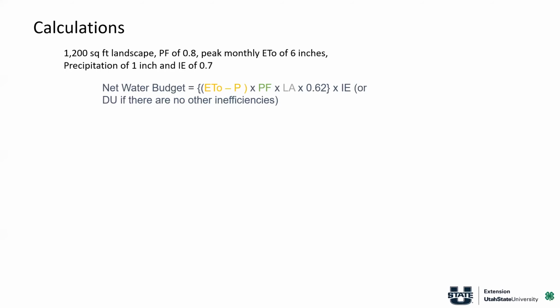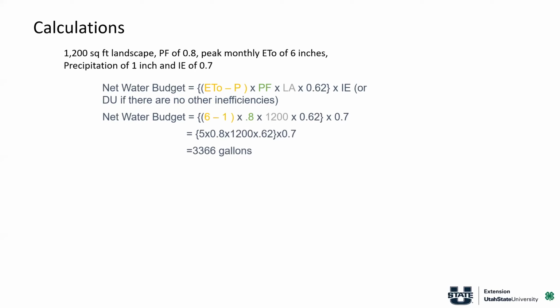Say 12,000 square feet of landscape, peak plant factor 0.8, ET 6 inches, precipitation 1, and IE of 0.7. So you use those values in the formula, you get the net water budget, and that would be 3,366 gallons.